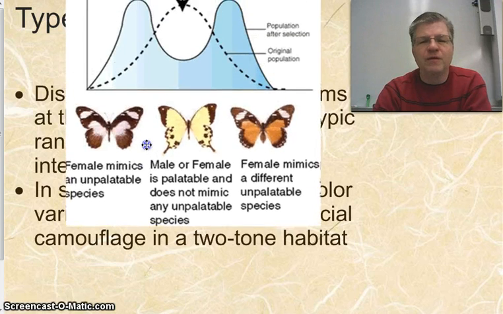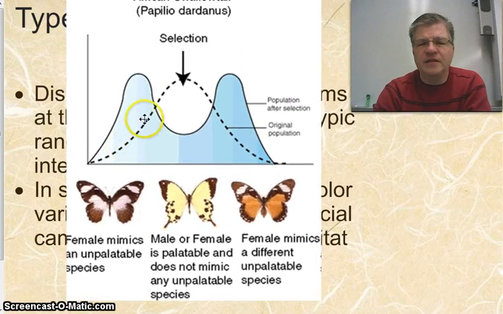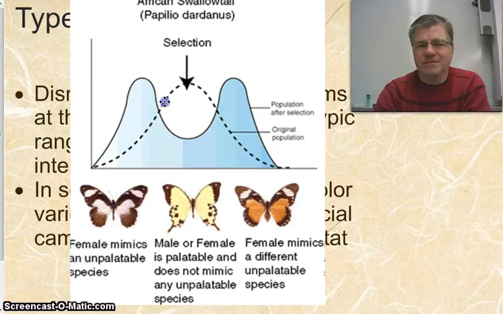And so what we're seeing over time, again, the dotted line is the original shift in the particular coloration for this species. And over time, that middle color, the yellow, the intermediate color, is becoming less common. And then the extremes, the white and the orange, are becoming more common.